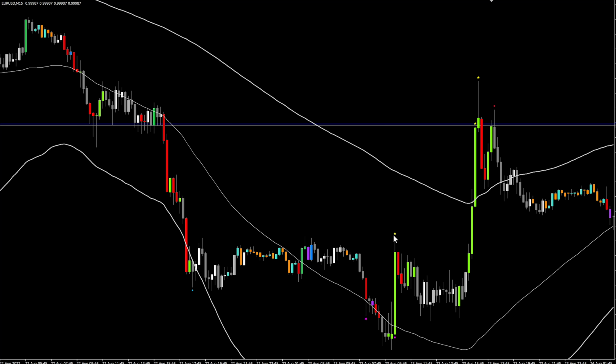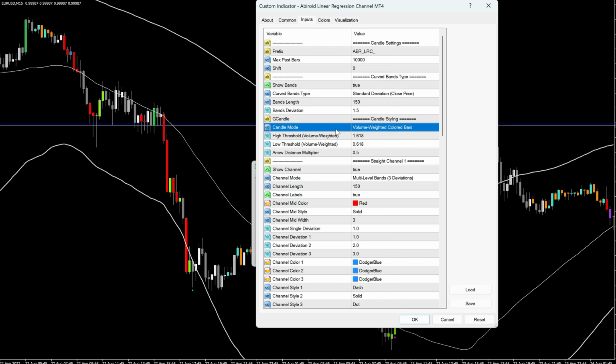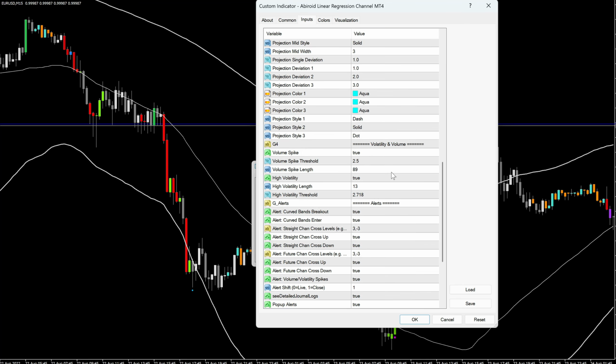So instead, if you want to turn these off, then you can also use the overall heat map of the candle. So if the candle mode is volume weighted colored bars, in that case these red candles and these green candles are bullish high volume and bearish high volume, where price has already climaxed. And if you want those medium volume candles, blue is bullish and these yellow are bearish medium volume candles, and you can set those ranges right here.